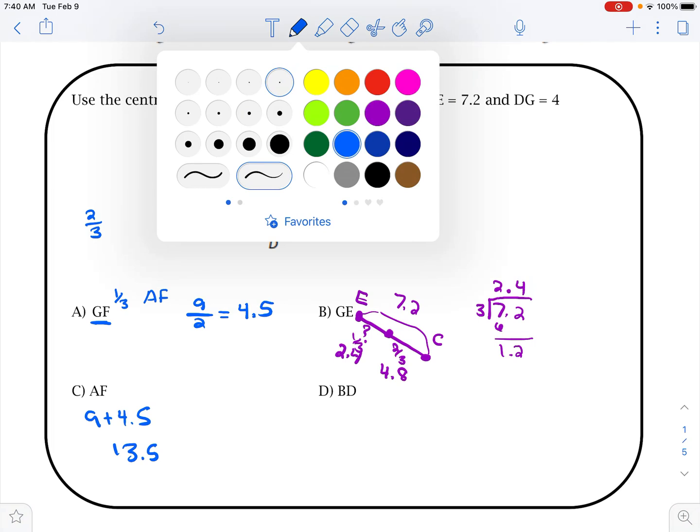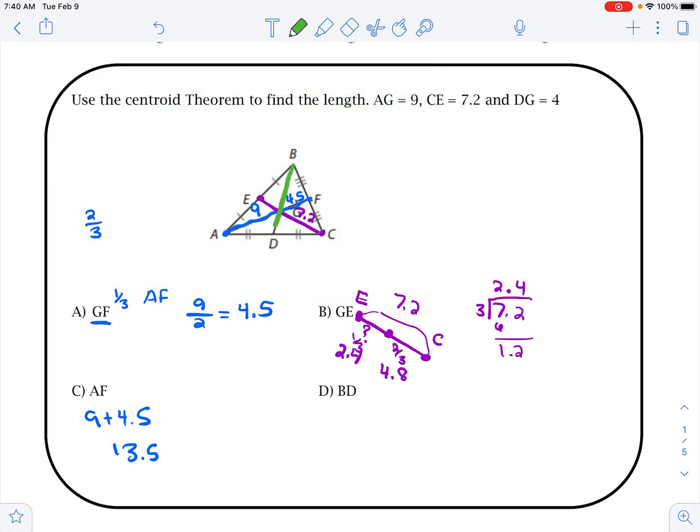Then lastly, we want to find B to D. So I'm going to go green. I want to find this entire line, B to D. Again, we break this up into 2/3 from the vertex to the centroid and 1/3. They give me that D to G, G's right here, is 4. So to find this part from B to G, I double 4. So 2 times 4 equals 8. And so to find B to D, I go 8 plus 4, which equals 12.